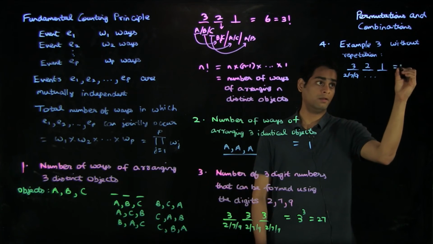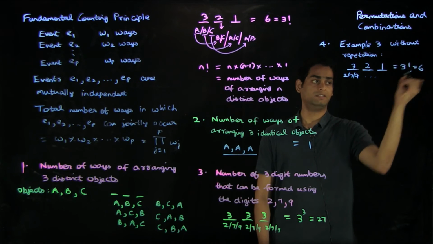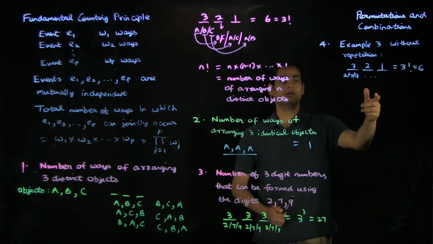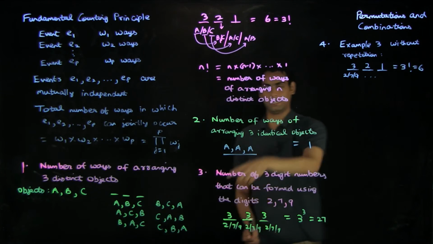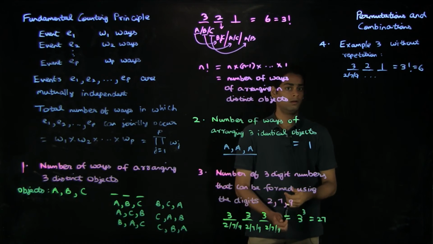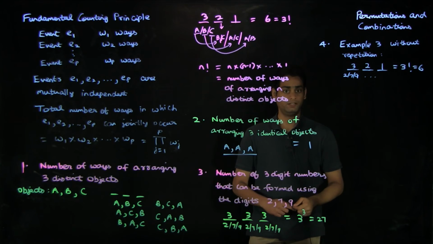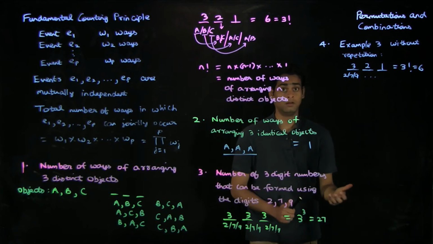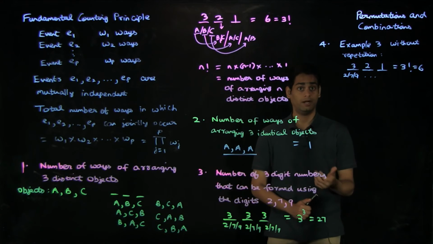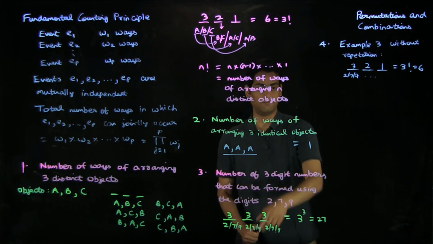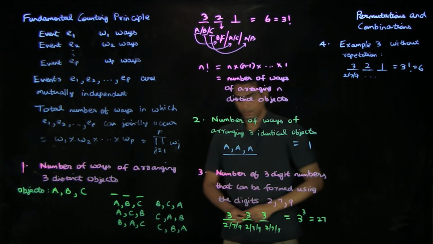And so this is again nothing but 3 factorial, which is 6. So this example is identical to the first example, because you are asked to construct a 3-digit number using 3 digits without repetition, which is identical to the number of ways in which you can arrange these 3 digits 2, 7, and 9 in a row.